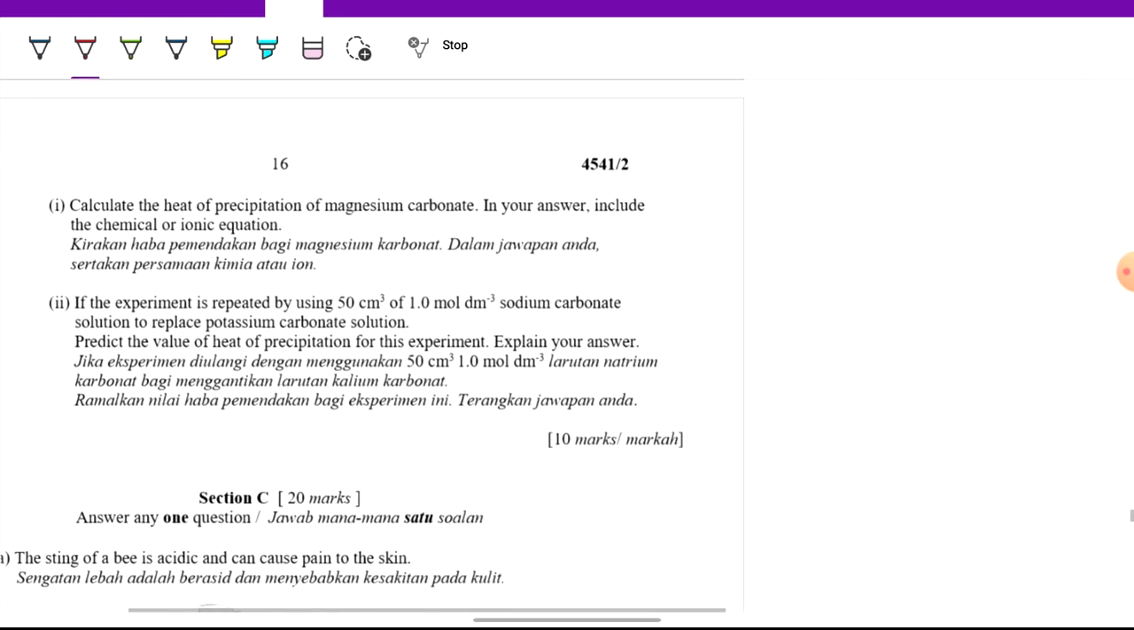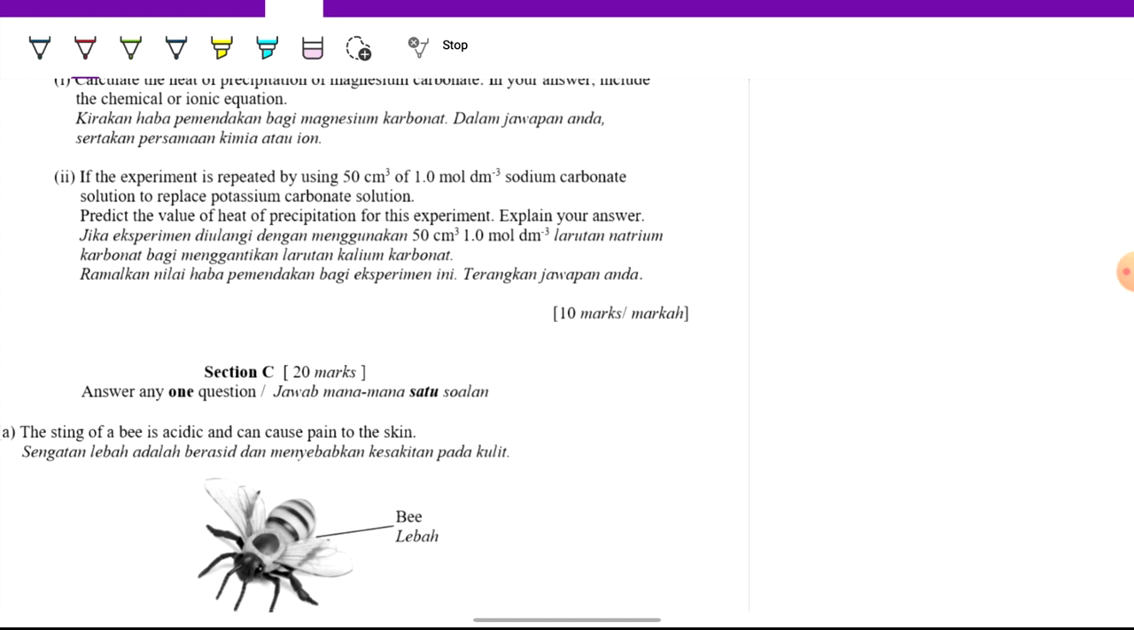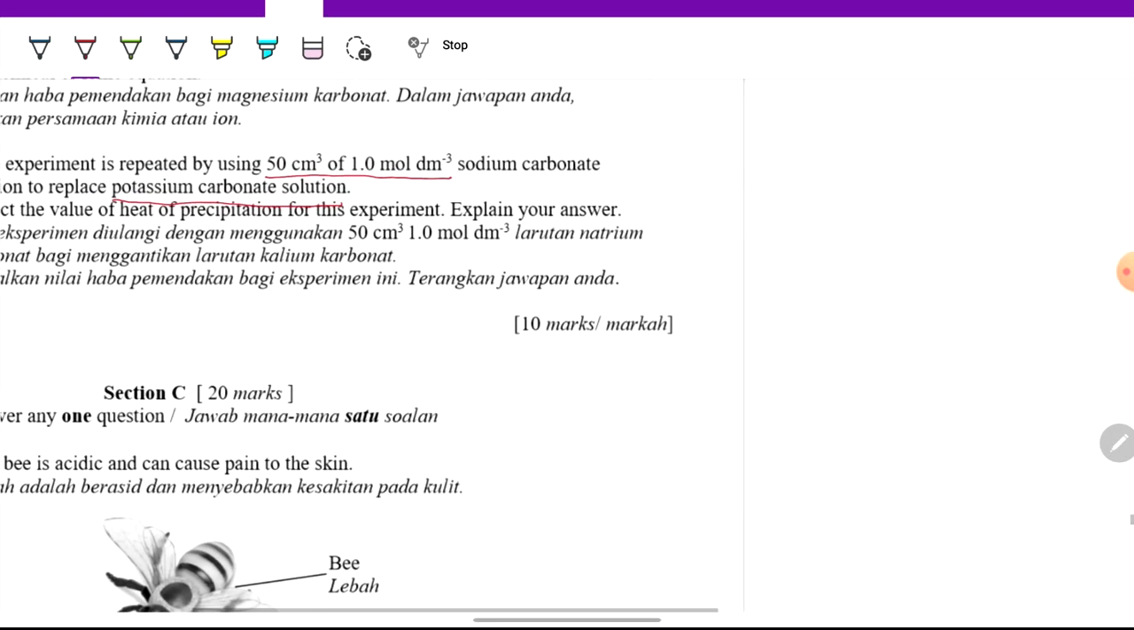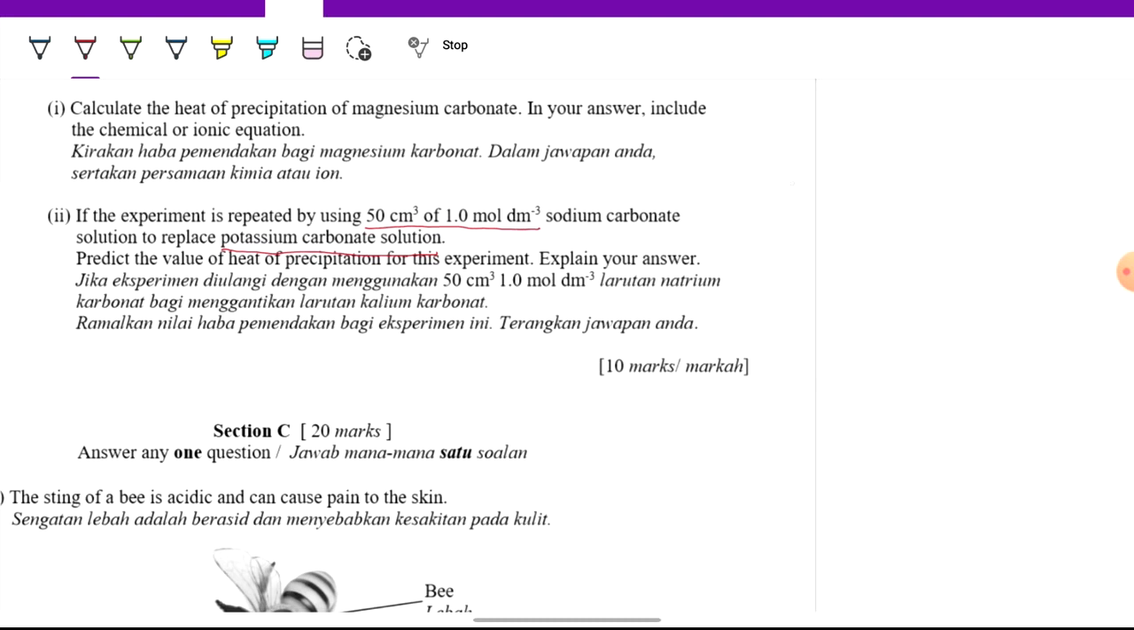Now next, if the experiment is repeated by using 50 cubic centimeter, 1 mole per cubic decimeter sodium carbonate to replace the potassium carbonate, predict the value of heat of precipitation. Explain your answer. Here, our prediction will be the same, 33.6 kilojoule per mole.